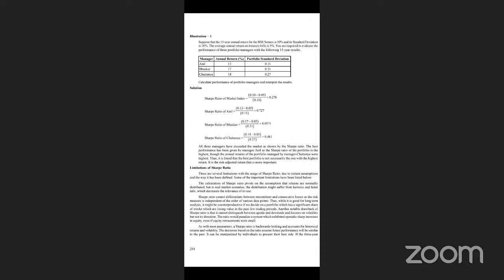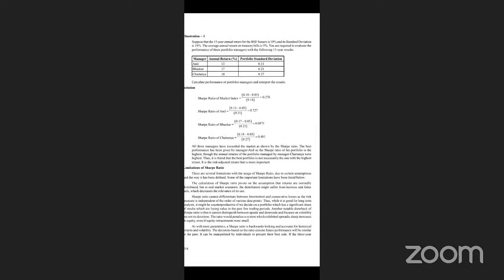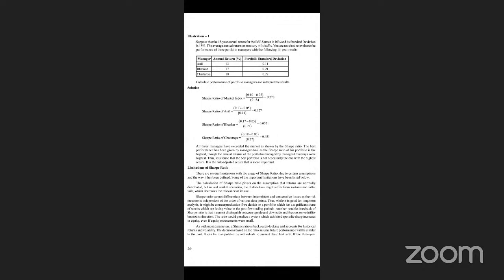It is found that the best portfolio is not necessarily the one with the highest return. It is the risk adjusted rate of return which matters more. So how we are managing the risk is more important compared to the market annual return. Got it? This is according to the Sharpe's ratio.